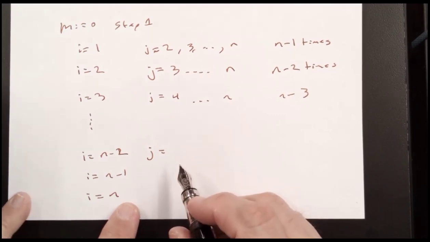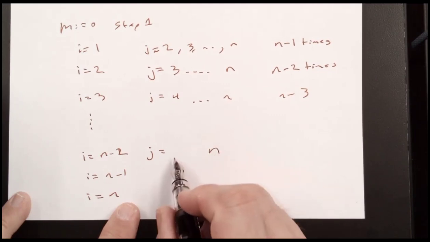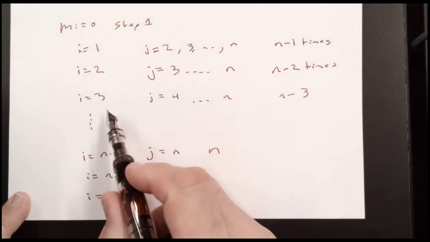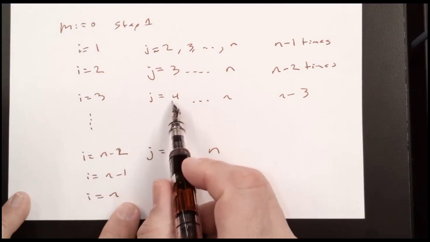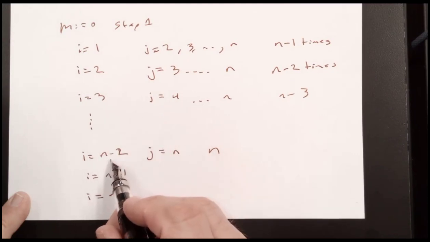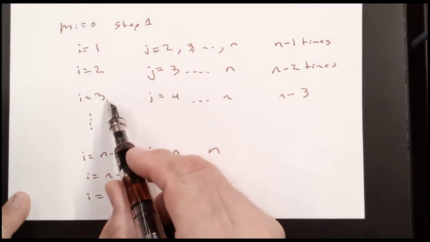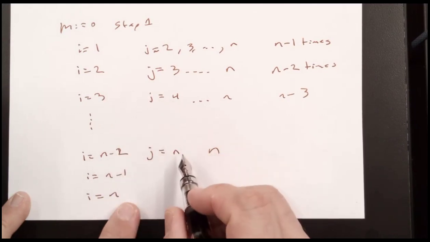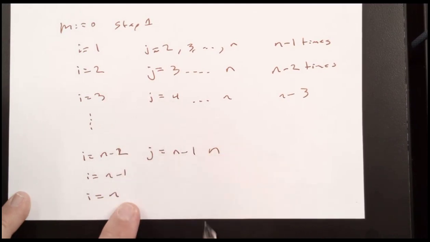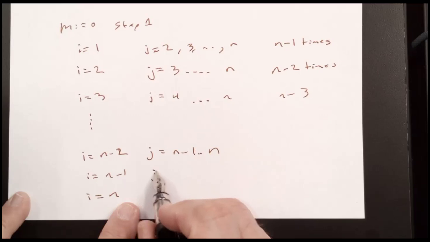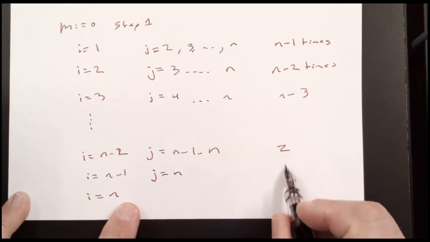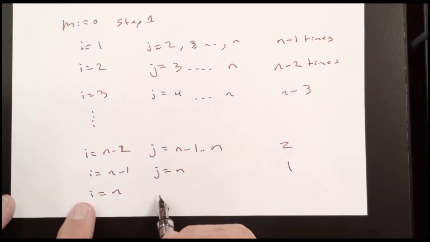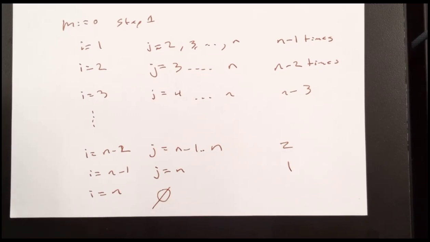Well, it's got to end at n. But where's it going to start? n minus 2. Then n minus 1. If this starts at n minus 2, that's the same as this. Oh, yeah, plus. Aha. And that means here I have 2 steps, and here I have 1 step. And here I don't have any.